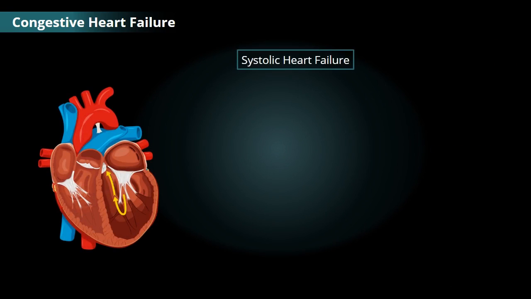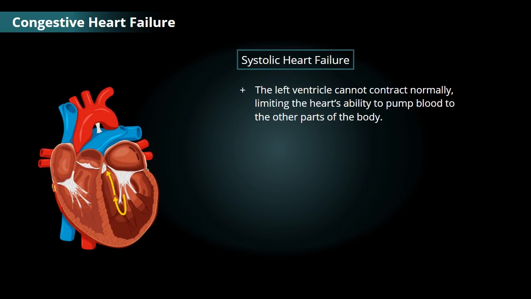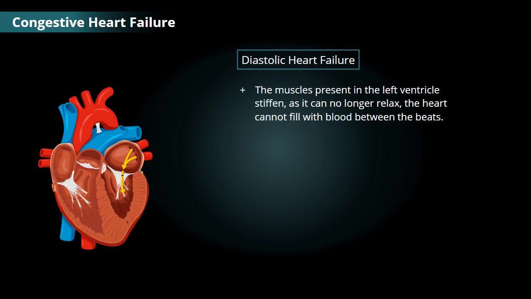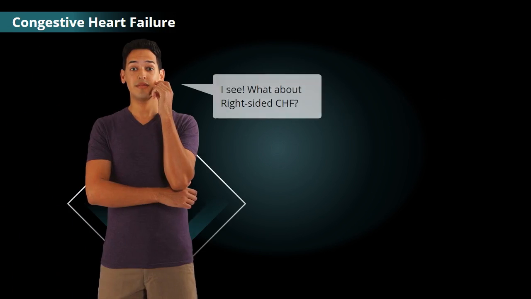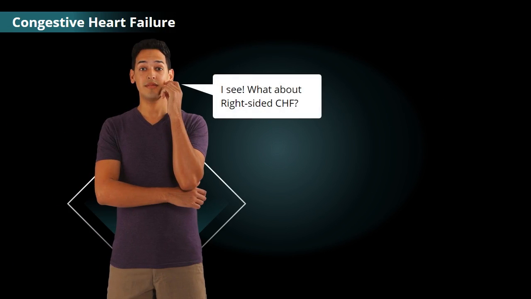In systolic heart failure, the left ventricle cannot contract normally, thus limiting the heart's ability to pump blood to the other parts of the body. In diastolic heart failure, on the other hand, the muscles present in the left ventricle stiffen. Because it can no longer relax, the heart cannot fill with blood between the beats. I see. What about right-sided CHF?